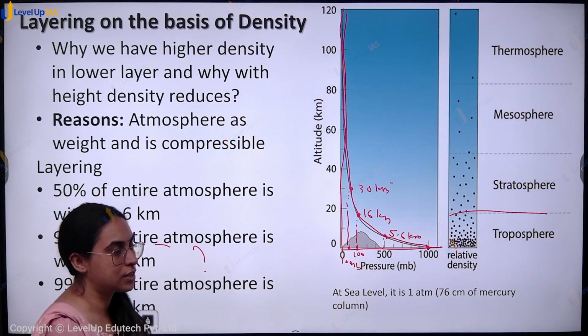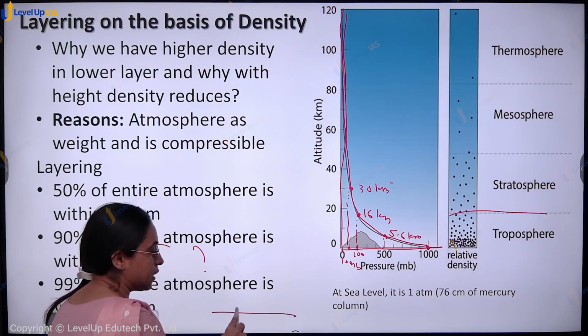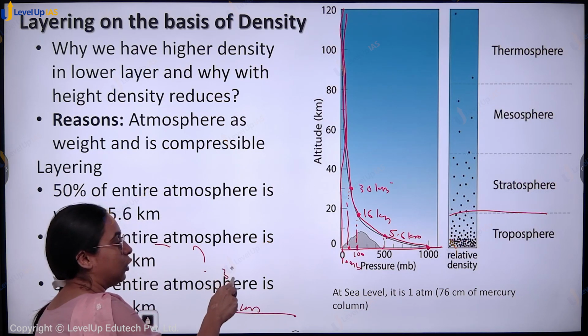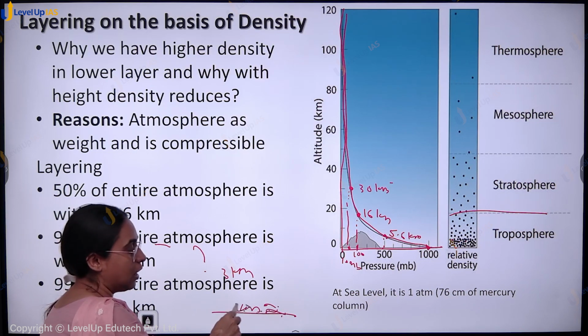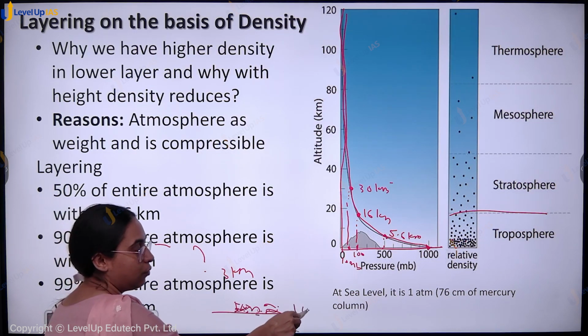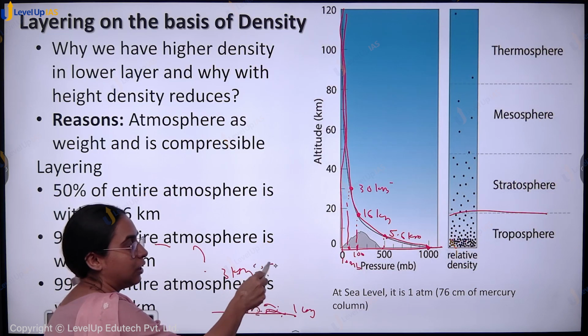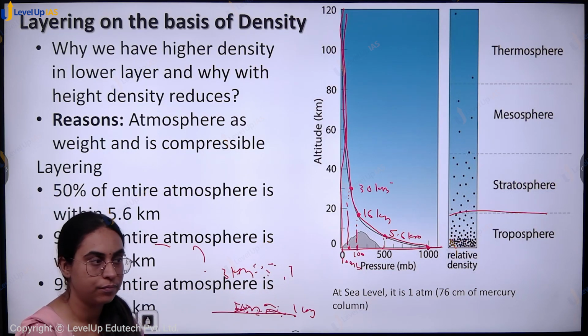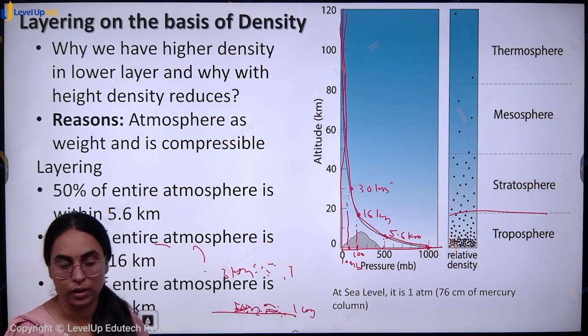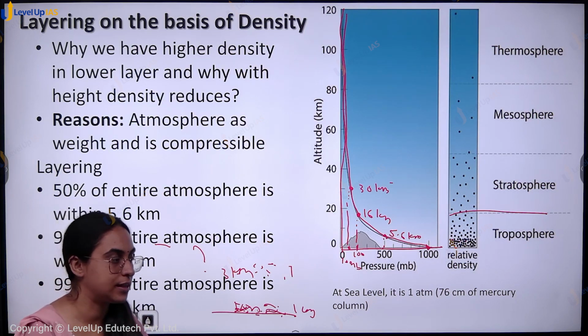So where should a greenhouse gas be more? If this is my surface, at 1 kilometer or at 3 kilometers? If the air molecules are more here, the greenhouse gases will also be more at 1 kilometer. As you move to 3 kilometers, there would be fewer greenhouse gases. ठीक है? Okay. Give the second one.